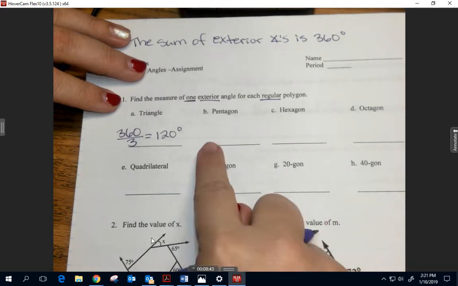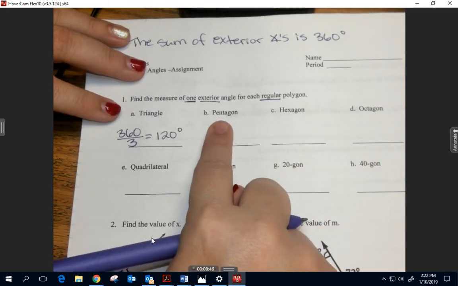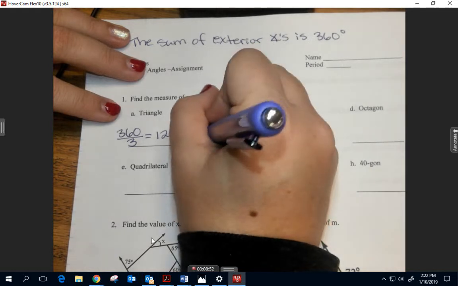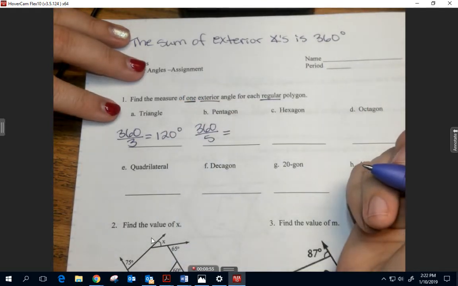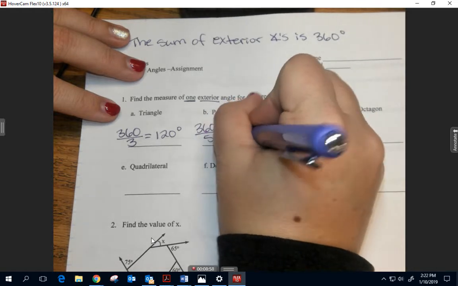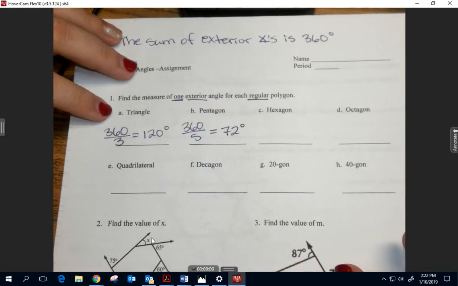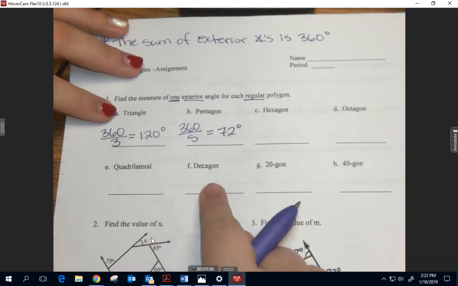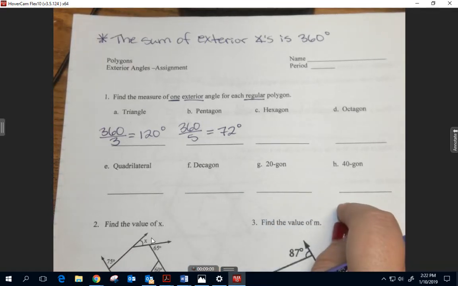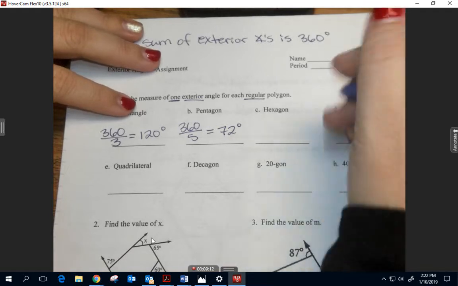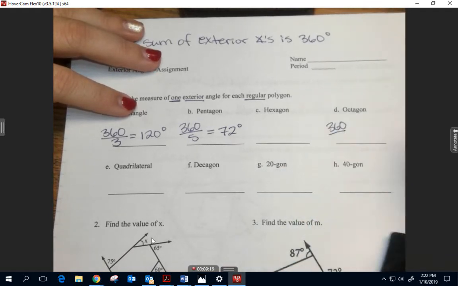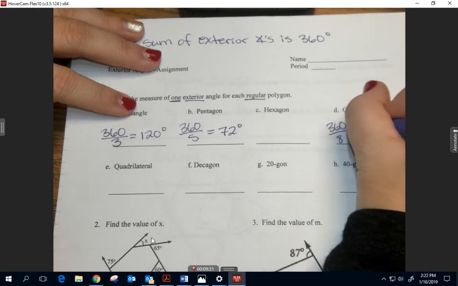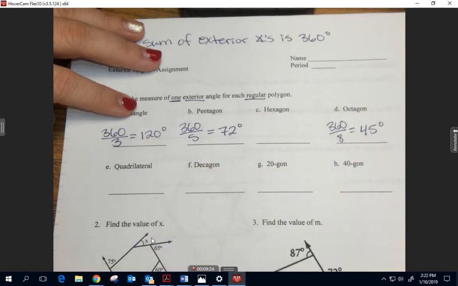Okay? It gets a little bit more complex because what if we're talking about a pentagon? How many sides do we have on a pentagon? 5. So what is that going to give me? Make sure you put the little degree sign. Let's skip that one. I think all of these are going to give, let's go to, octagon. So 360 divided by 8. What is it? 45. Alright. So you should be able to do the rest, okay?